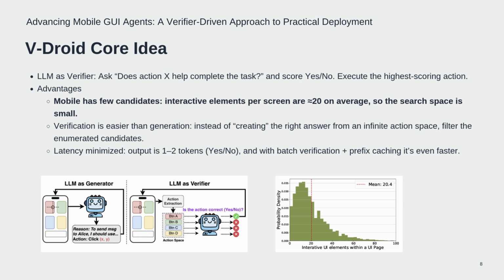The end result is an average of 0.7 seconds per decision, which is an order of magnitude faster than prior agents that often took 5 to 10 seconds. So they achieved significant latency reduction without sacrificing accuracy. In fact, they improved accuracy. These advantages are what make the verifier-driven approach not just conceptually neat, but practically very effective.